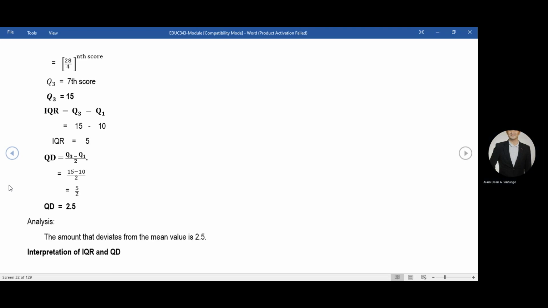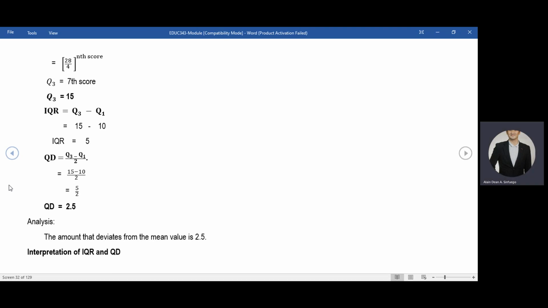So again, your first quartile is 10, your third quartile is 15. To get the IQR, or the interquartile range, subtract the first quartile 10 from the third quartile 15. 15 minus 10 is 5. That is your IQR. For the quartile deviation, you just simply divide it by 2. You have 5 over 2, which is 2.5. Analysis: the amount that deviates from the median value is 2.5.